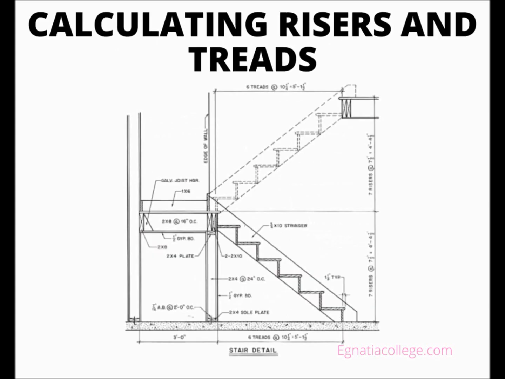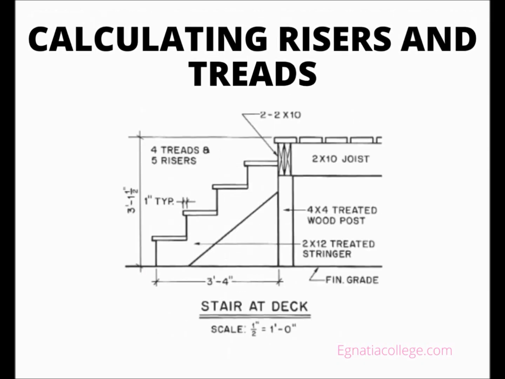Calculating risers and treads. Nearly all stair details include a notation showing the number of treads, with their width, and the number of risers, with their height, as shown in this figure. Occasionally only the total run, total rise, number of treads, and number of risers are given on the drawings, as shown in this figure. Notice that there is one more riser than there are treads. The builder must calculate the size of the treads and risers.